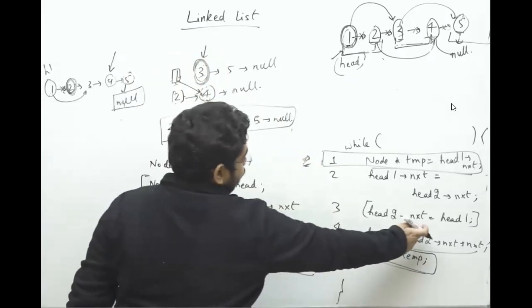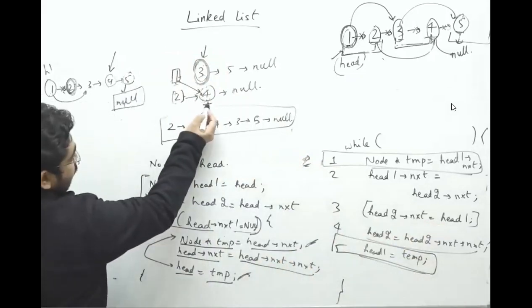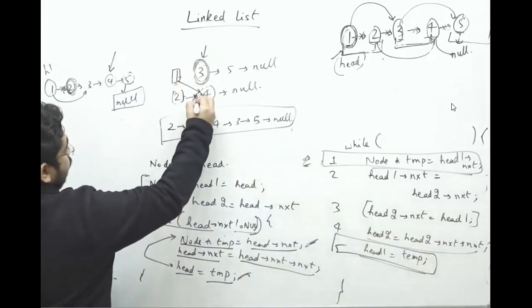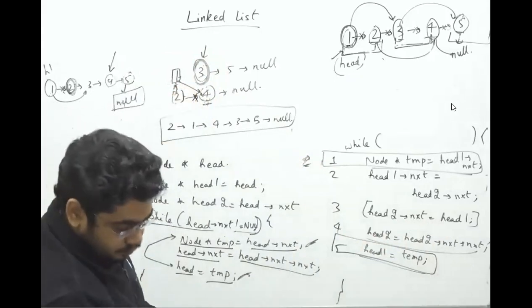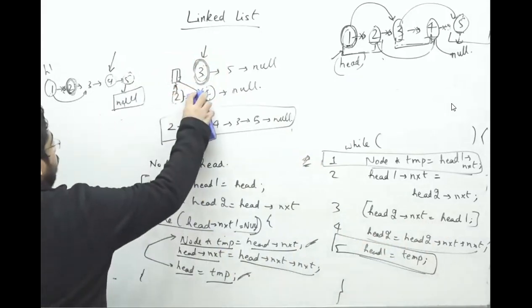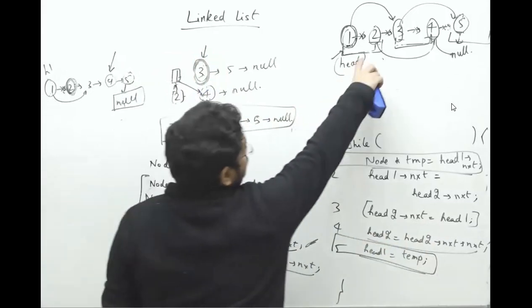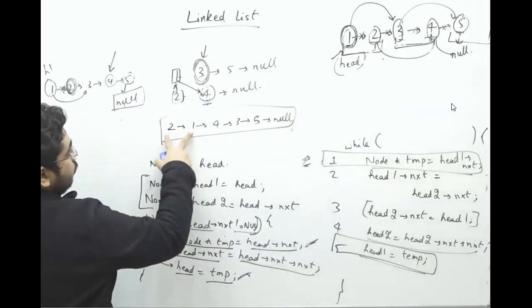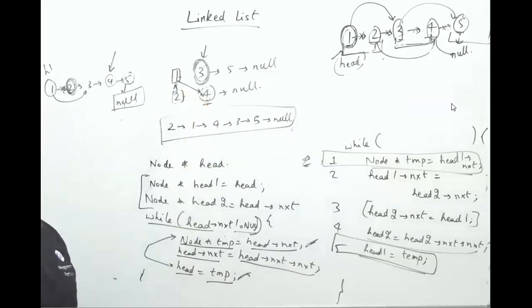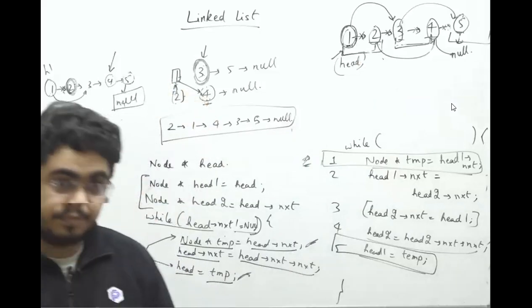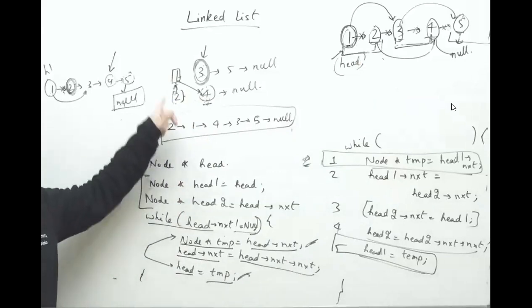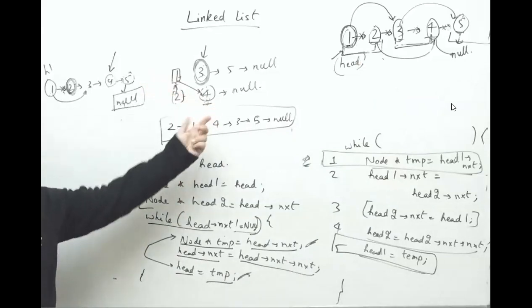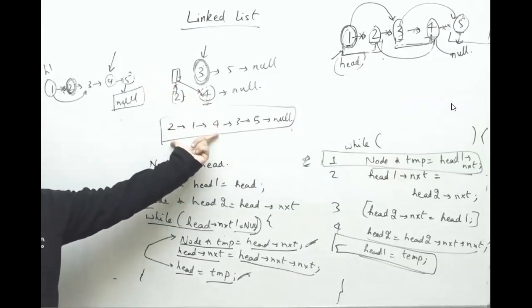The next step, head 2's next is head 1. So head 2's next is head 1. So remove this, add this. Can you see? Okay, the answer is removed, but basically 2, 1, 4 is done. Yes or no? 2, 1, 4. These connections are made. That was the initial one.